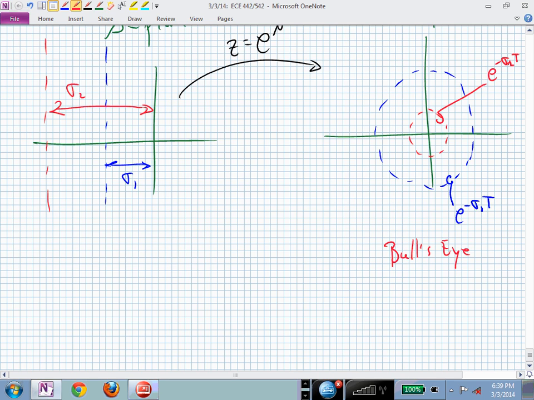I'm thinking barbecue sauce now. Sorry. This is supposed to be a target, not a barbecue sauce. So a bullseye, concentric circles.